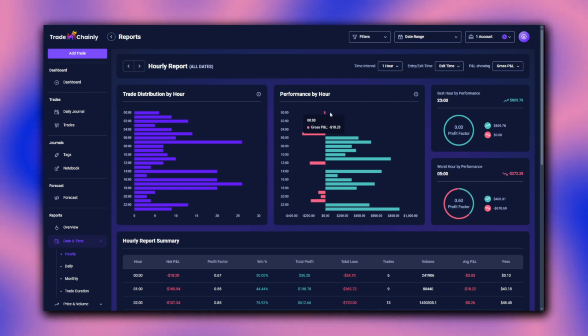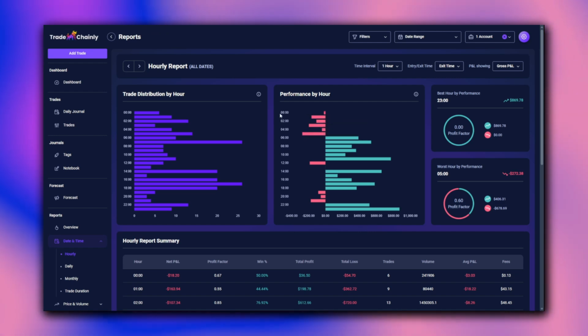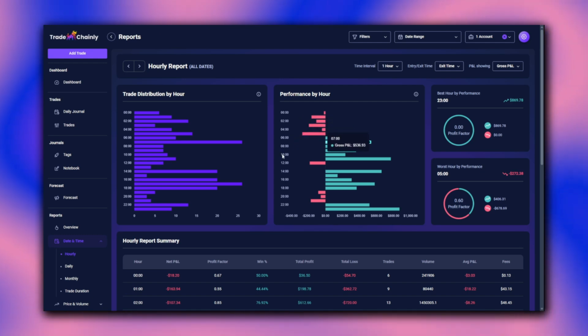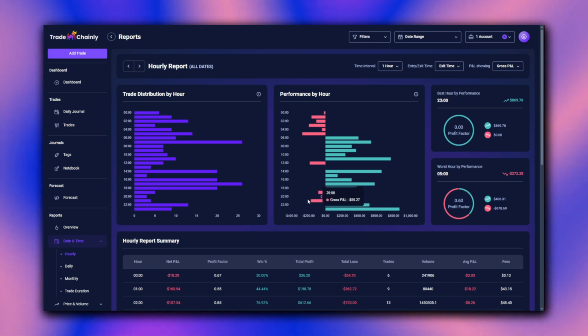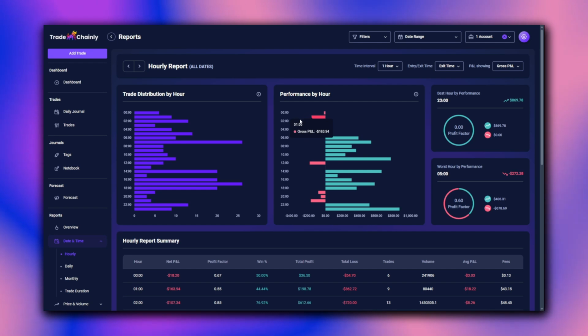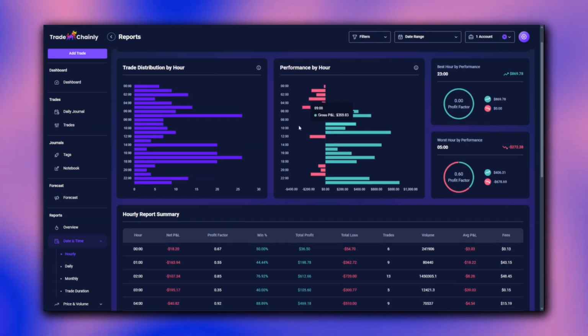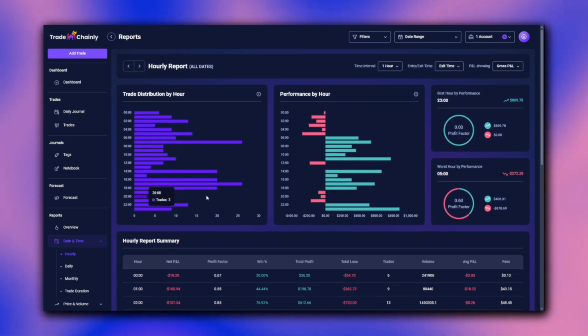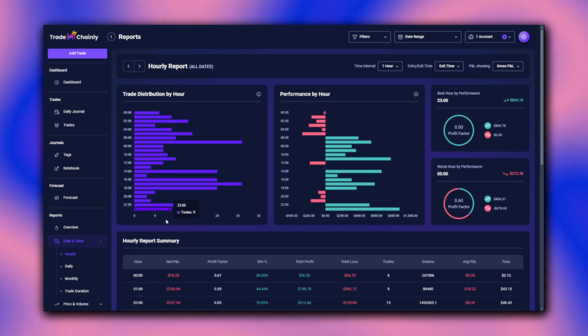That tells me one of two things. I'm trading the wrong setups at that time, or my edge doesn't work in low liquidity hours. Actionable tweak I could do is reduce exposure during those hours, or only trade higher confidence setups. The hourly report is essentially your trading clock. It shows exactly when your edge is alive and when it disappears.